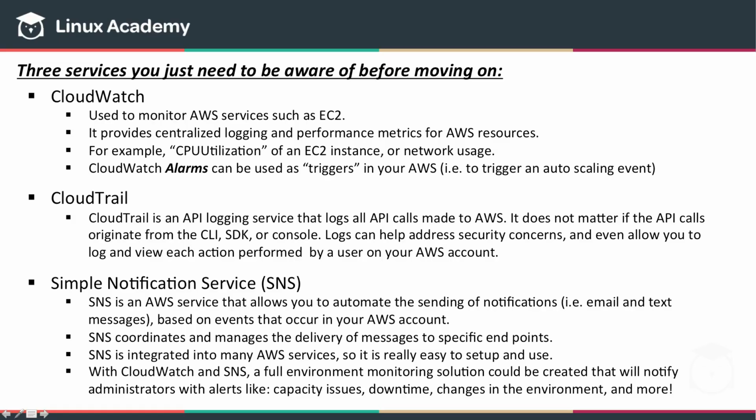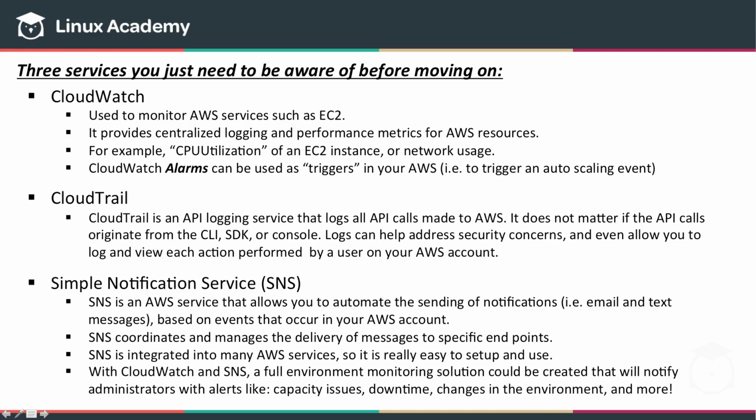First, let's talk about CloudWatch. CloudWatch is used to monitor AWS resources such as EC2. It provides centralized logging and performance metrics for AWS resources. For example, you can monitor and view CPU utilization of an EC2 instance or its network usage. There are also CloudWatch alarms which can be used as triggers in your AWS account, i.e. to trigger an autoscaling event, which is something we're going to talk about in an upcoming section.